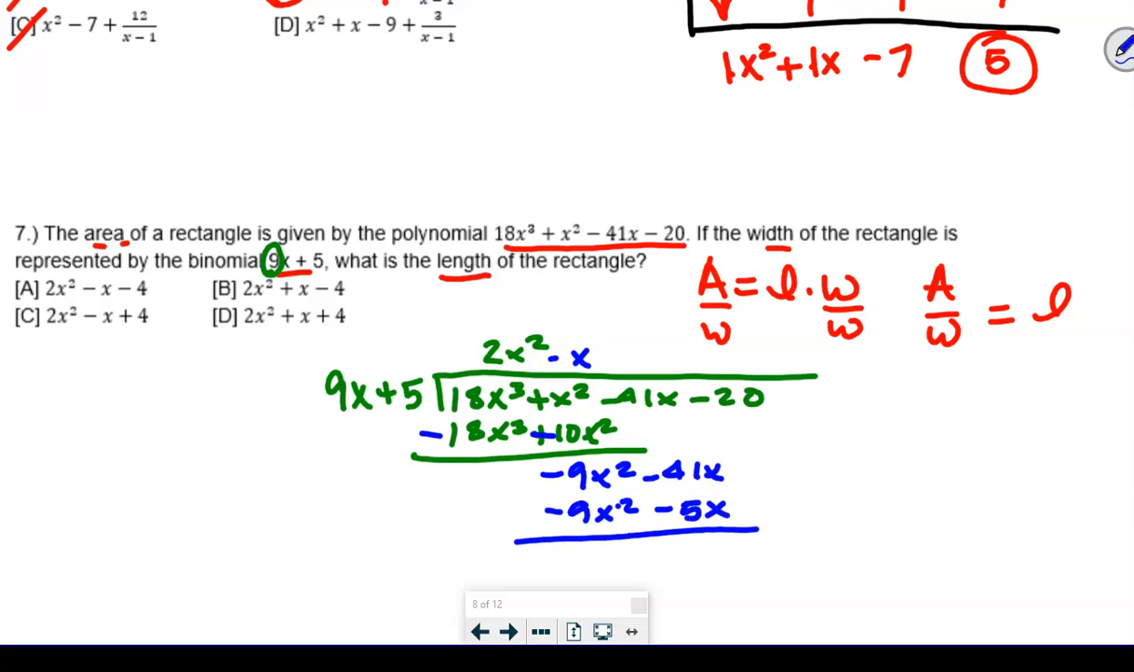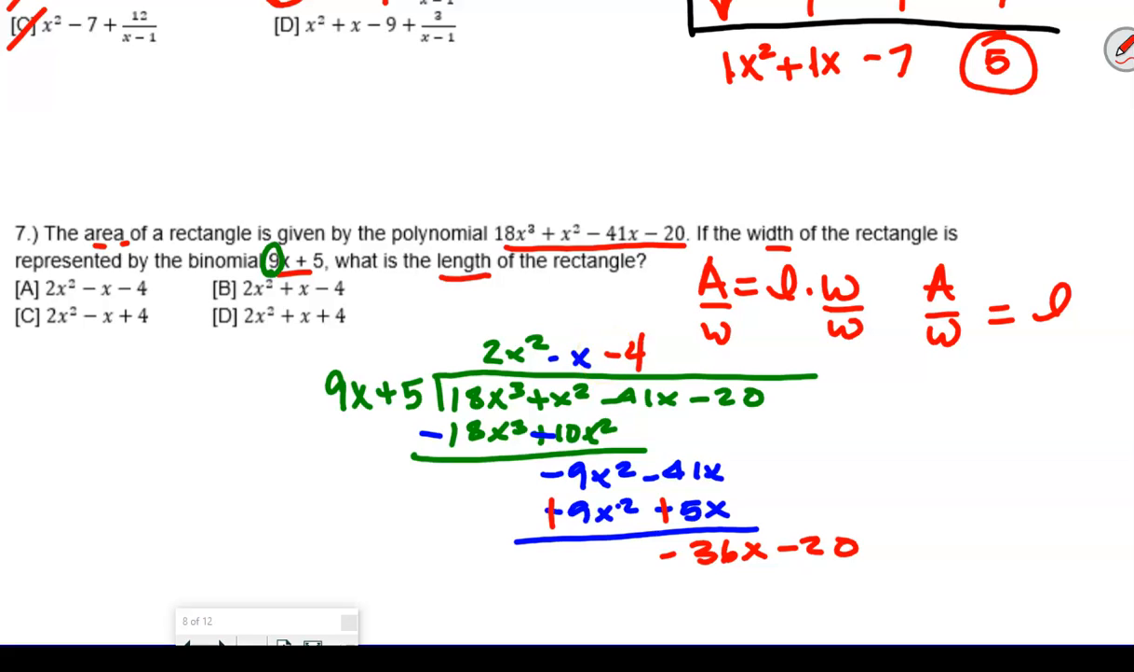So once again, we are going to change the signs of all this because we're subtracting it. So that's going to give me negative 36x minus 20, right? So here again, what do we have to multiply by 9x to get negative 36x? That would be minus 4, right?